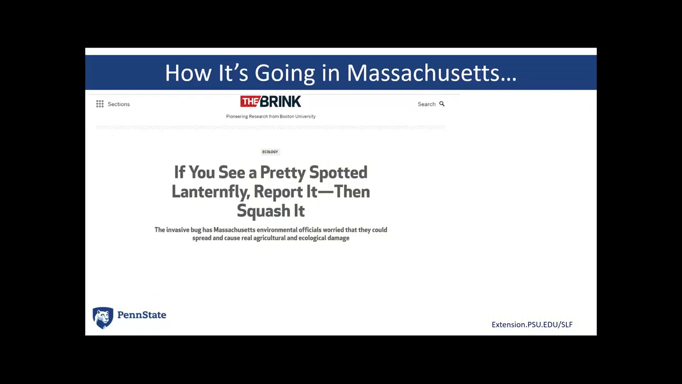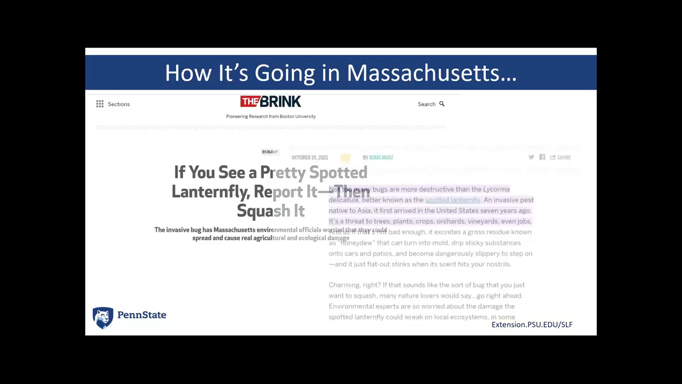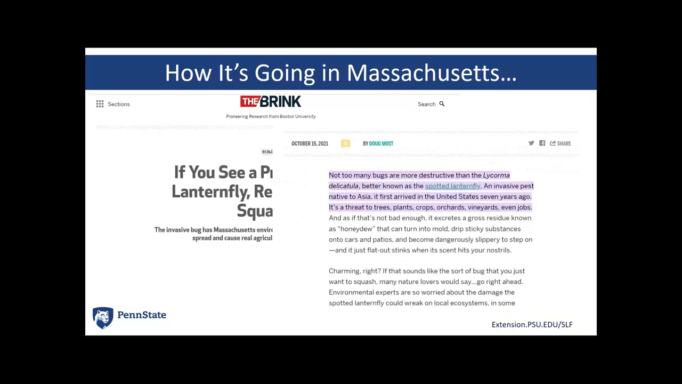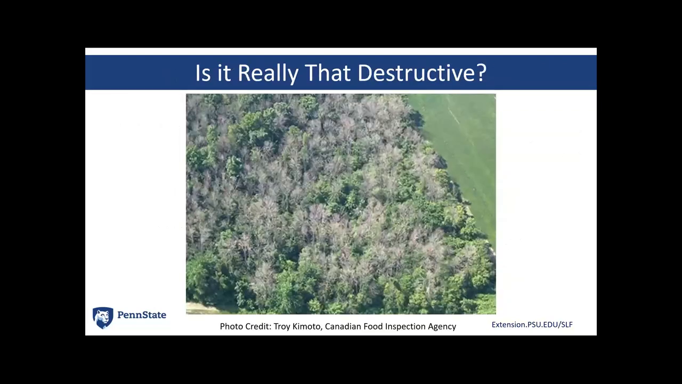I've been following a little bit in Massachusetts, and this was from the Brink. If you see a spotted lanternfly, report it, squash it. And further in that article, it says, not too many bugs are more destructive than Lycorma delicatula, better known as spotted lanternfly. Its threat to trees, plants, crops, orchards, vineyards, even jobs. How true is that? Well, here we are, 7 years later. And this was 6 years after the one I just showed you. How true is that? Not too many bugs are more destructive. And is it really that destructive?